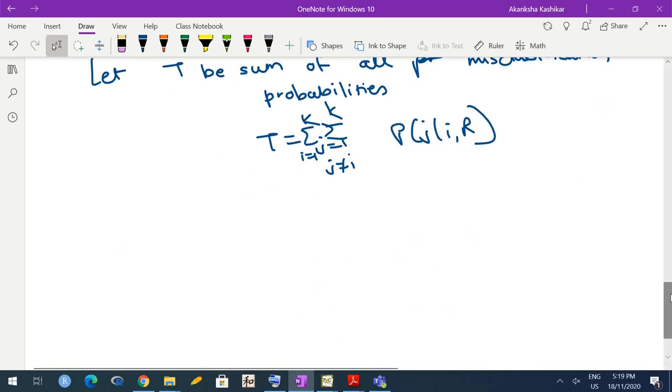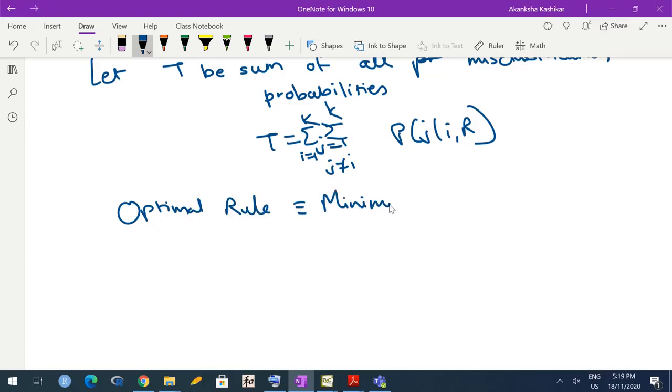Is it okay? Now ideally an optimal rule would be the one which minimizes T. So the optimal rule would be obtained by minimizing T. Am I right? Misclassification should be least, so T should be minimum. So let us try to represent T in some other format to see if we can find the optimal rule.